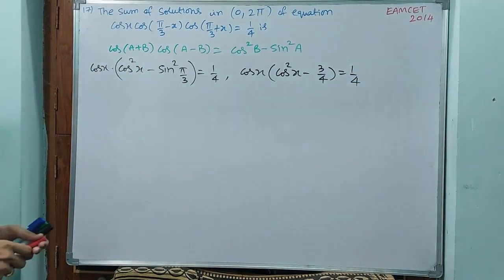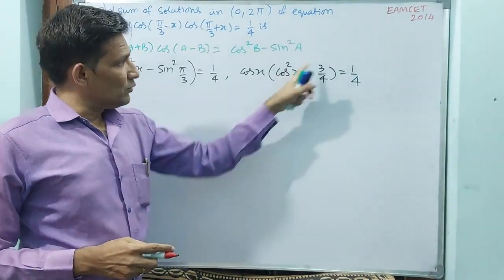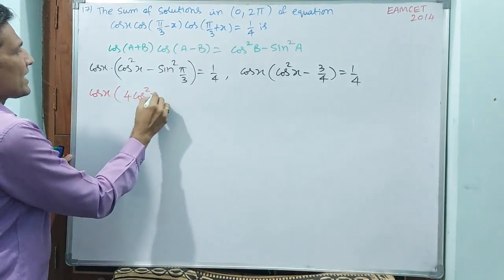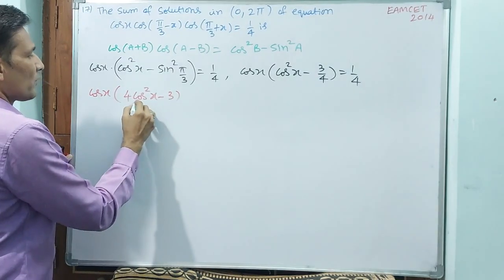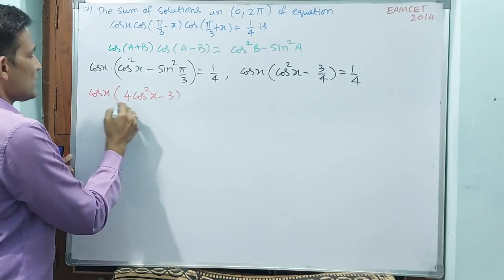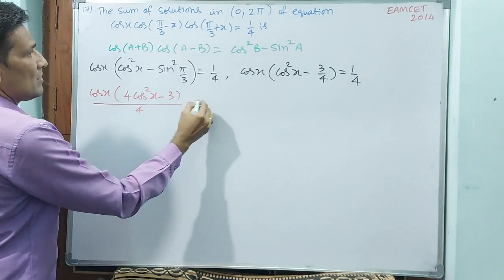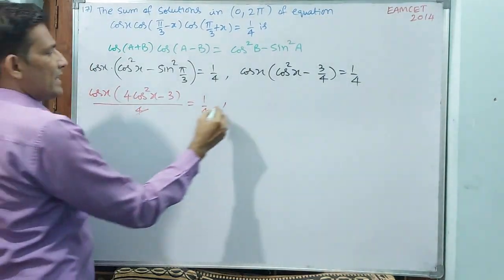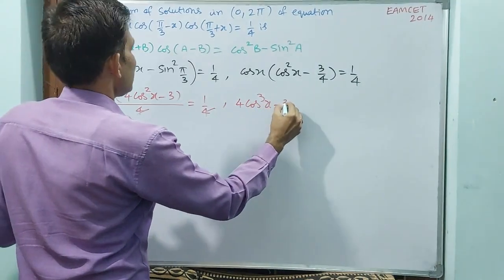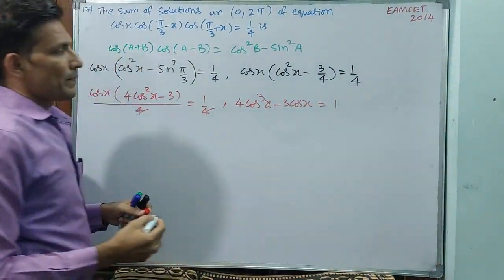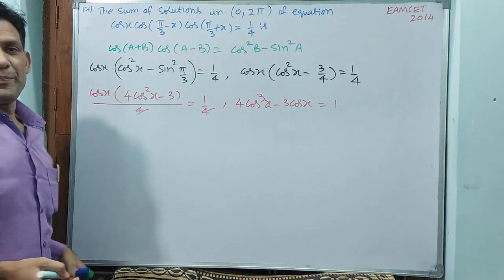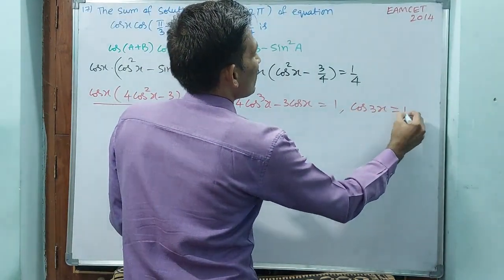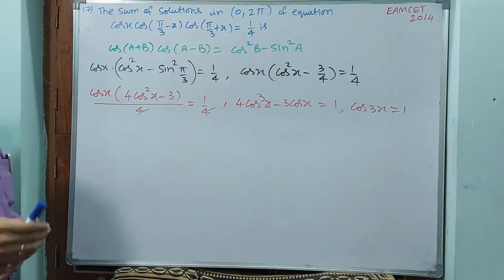Now see, first within the parenthesis you cross multiply. Cos x into (4 cos square x minus 3) divided by 4, but divided by 4 means multiplication is there, is equal to 1 by 4. Shall I cancel 4? Definitely. Again you send it inside. 4 cos cube x minus 3 cos x is equal to 1. What is this formula? Cos 3x. That means cos 3x is equal to 1.